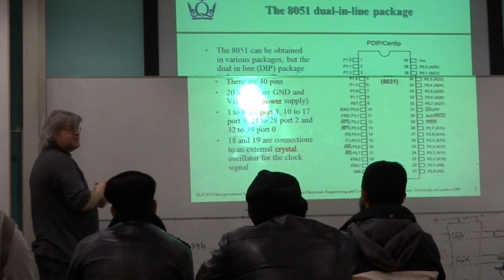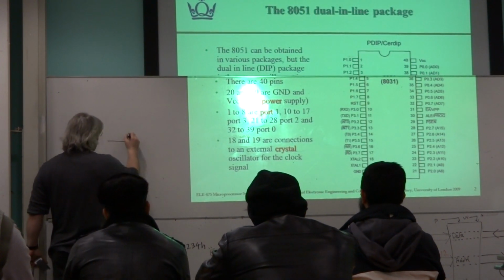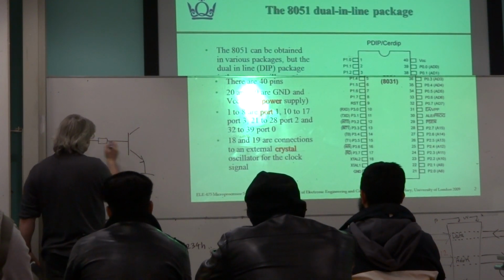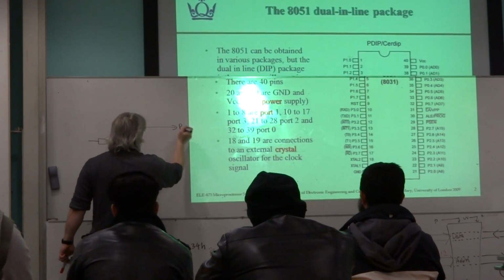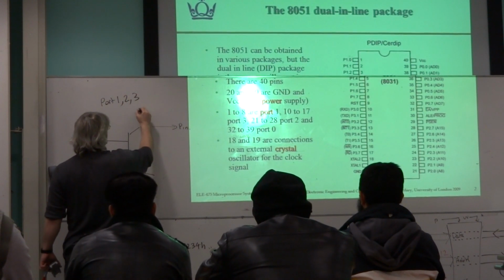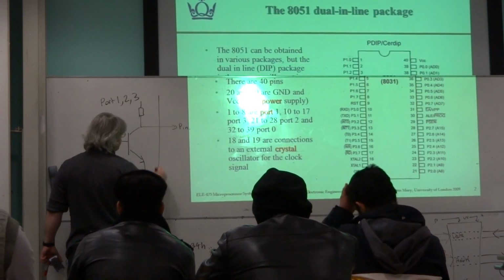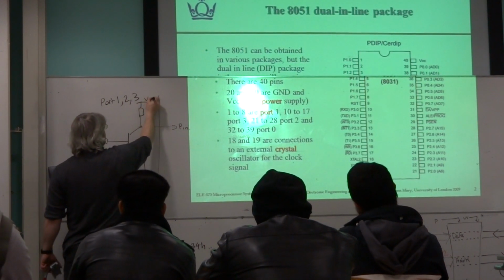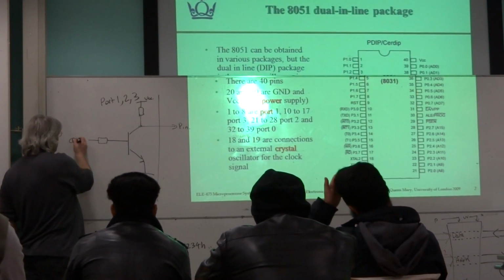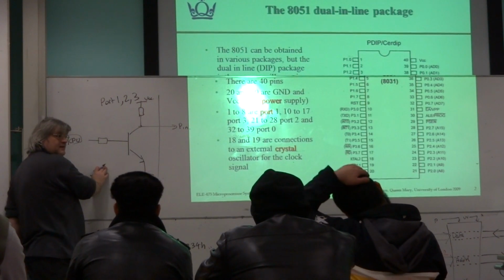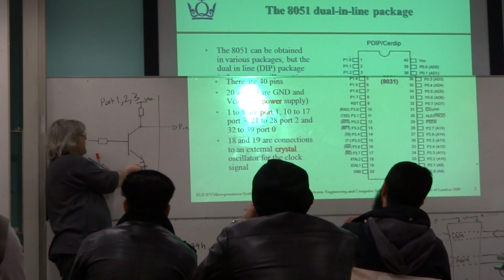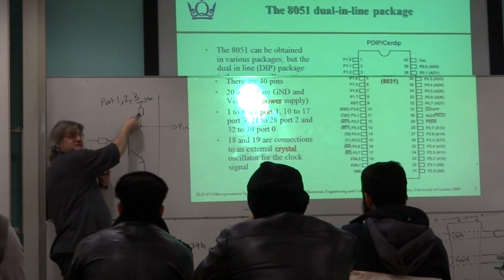Port 0 normally is wired up like this. Let's do ports 1, 2, and 3 first. In the case of port 1, 2, and 3, things are wired up more or less like this. So this is somewhere else. This is the CPU controlling this transistor. So when this transistor is switched on, effectively this pin will go low. And when this is switched off, then it's pulled up by this internal resistor.